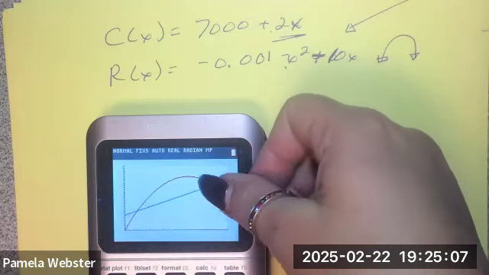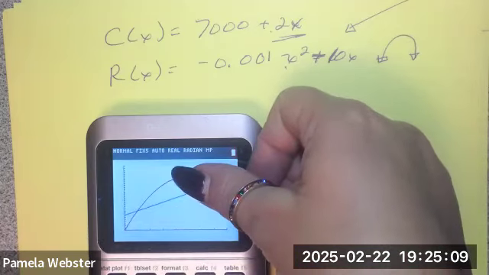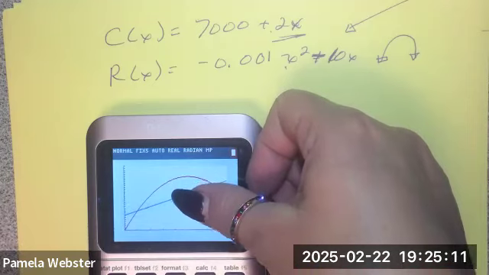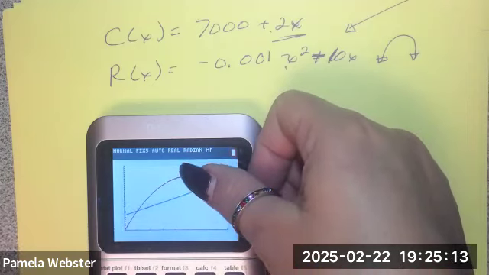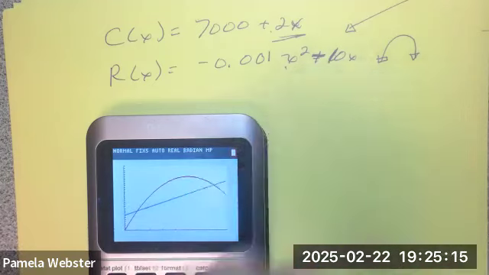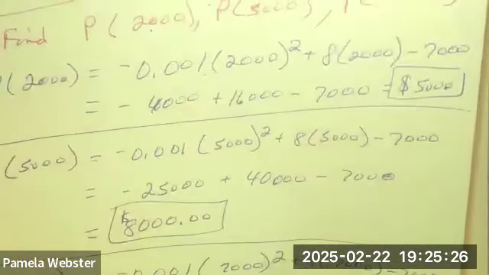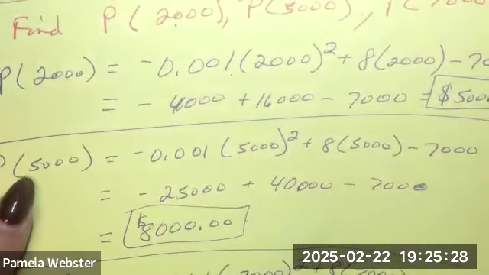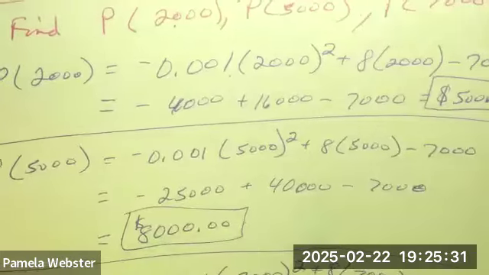Okay. Where we're seeing the more profit is back here, where the gap between these two is bigger. Okay. So the revenue is higher while the cost is smaller. That gives me my most amount of profit. That's why whenever I plugged in the profit function, 5,000, I get the number 8,000.